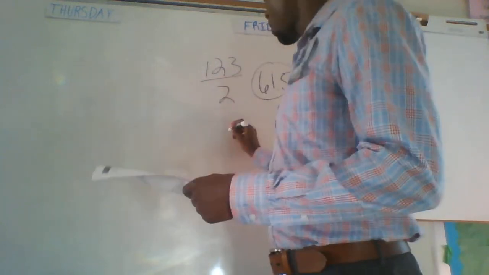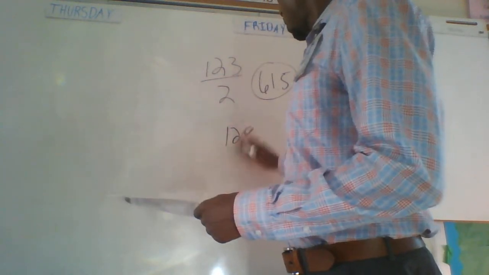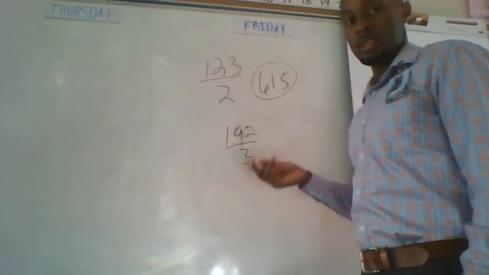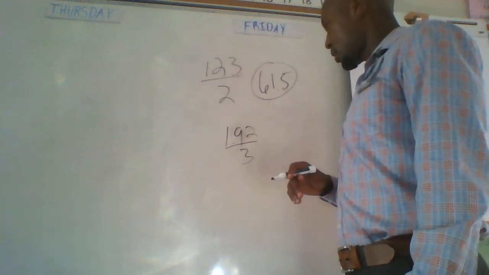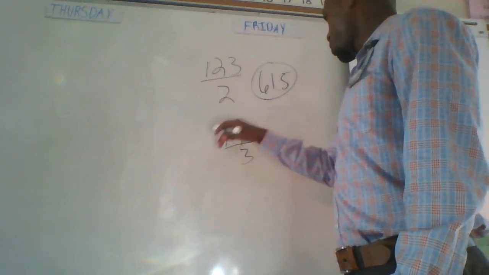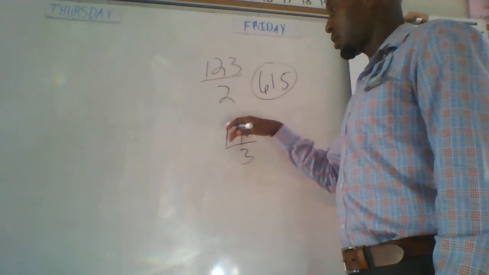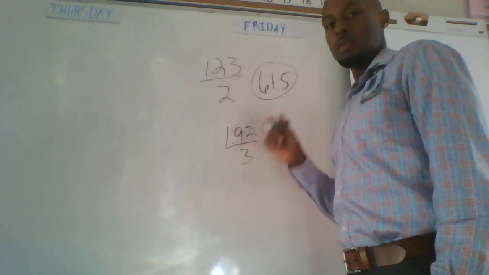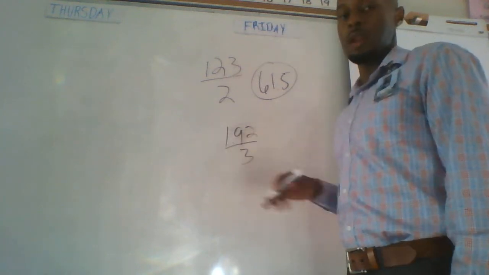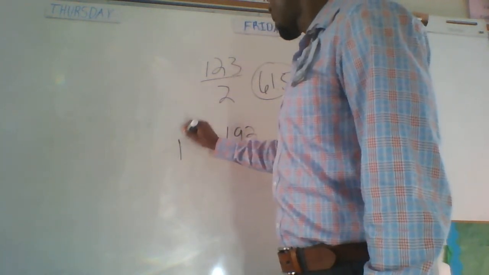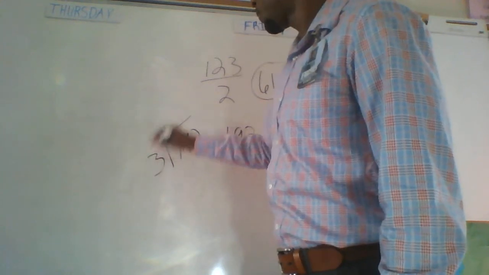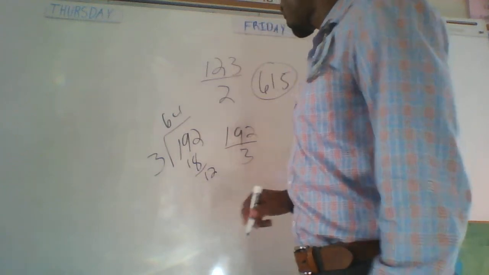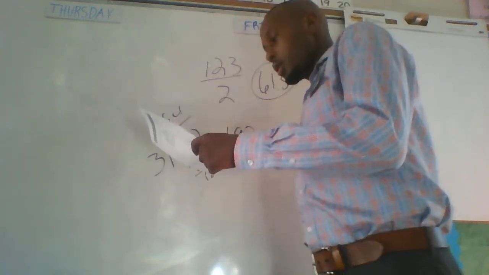Okay, so then we got Matthew, 192 over 3. Okay, so let's see if this is a whole number. I can't tell just looking at it. Well, we add these three numbers up. 1 plus 9 is 10, 10 plus 2 is 12. We know 12 can be divided by 3, so we know this whole number can be divided by 3. So let's see what it is. 192 divided by 3, 6, 18, 2, 4. So 64. So that's a whole number, okay?